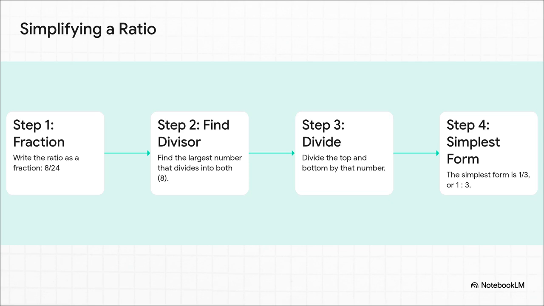Another thing we do with ratios is simplify them, kind of like you do with fractions, just to make them easier to understand. So take this example. You get 8 hours of sleep in a 24-hour day. We write that as a fraction, 8 over 24. Now, what's the biggest number that goes into both 8 and 24? It's 8, right? So we divide the top and the bottom by 8, and we get 1 over 3. See? It's much clearer to say you sleep for 1 out of every 3 hours than 8 out of 24, even though it's the exact same amount of time.